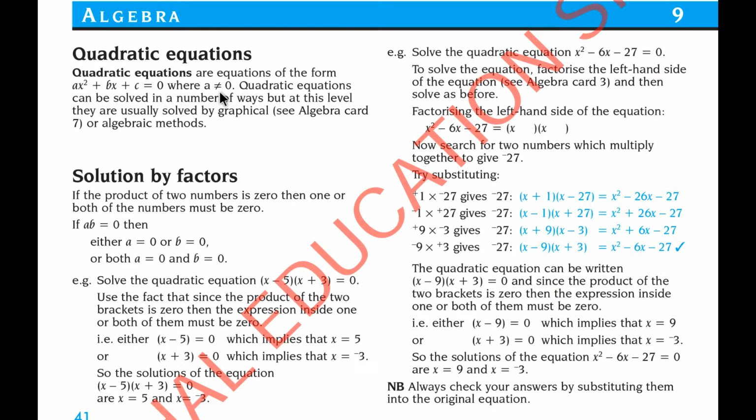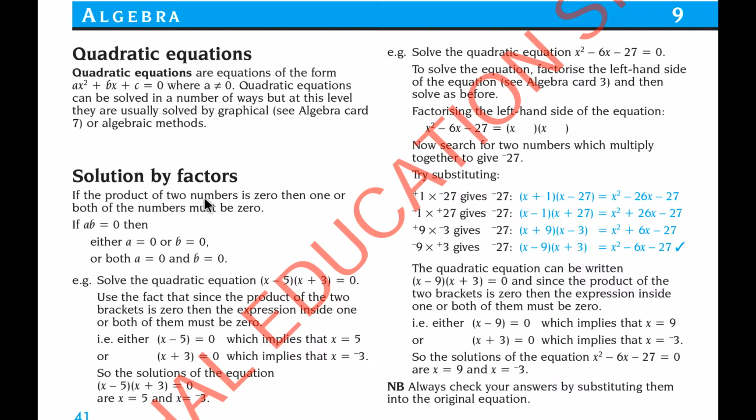It depends on the question. Sometimes it's really simple doing it by factors, some are really simple doing by the completing the square method, and some are really simple doing by the formula method. But here I'm going to explain how to find values for x, which means solving quadratic equations by solution by factors, using the factorizing method. So I'm going to start now.